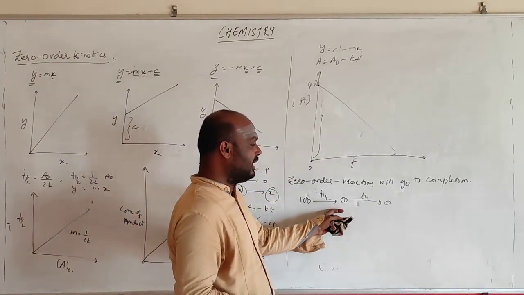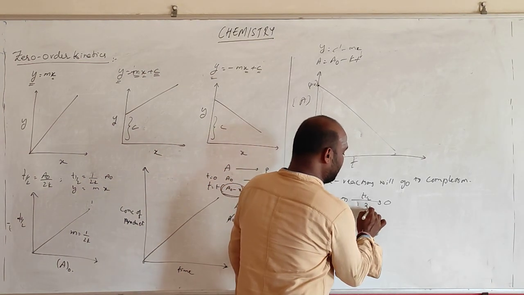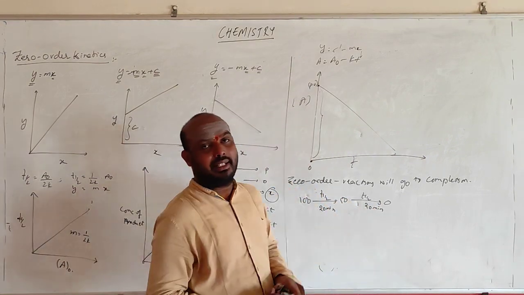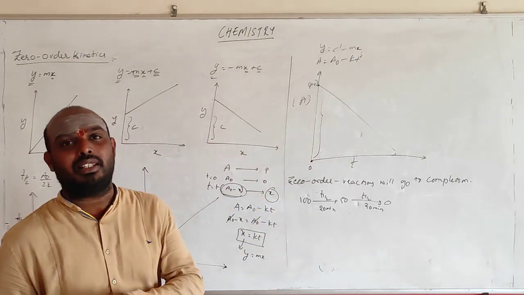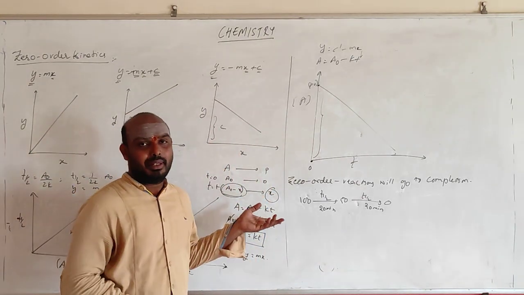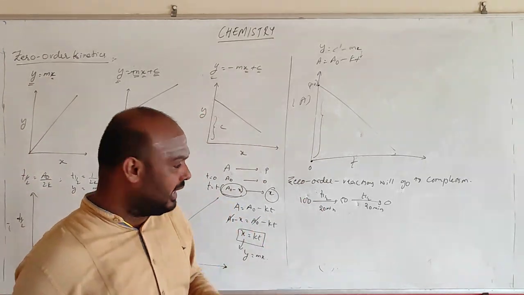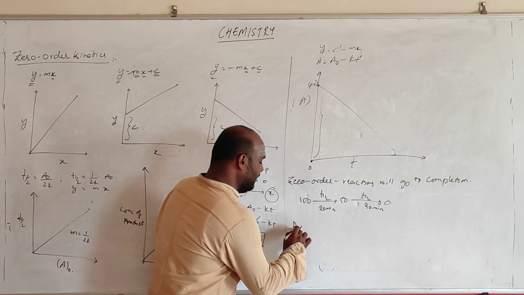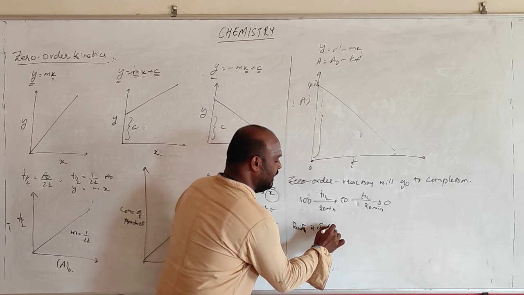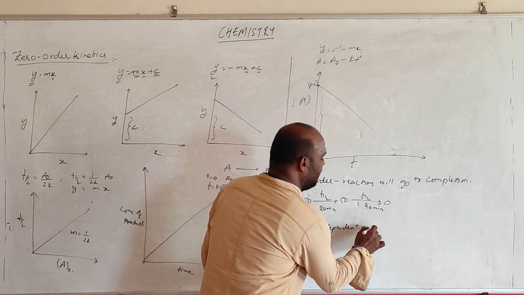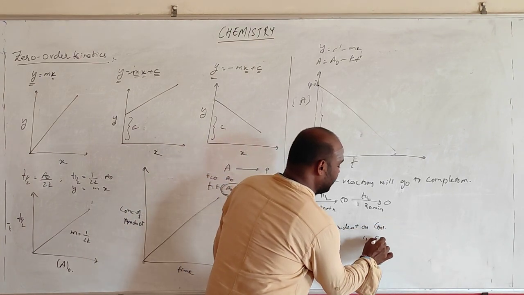If 50 has been consumed in t half time, let me take this as 20 minutes, and 50 to 0 is also 20 minutes. That means after 40 minutes the entire zero order reaction comes to 0. The zero order reaction will be completed because the rate is independent of time. So the rate of the reaction will be the same even though time is prolonging. For a zero order reaction, rate is independent of concentration.